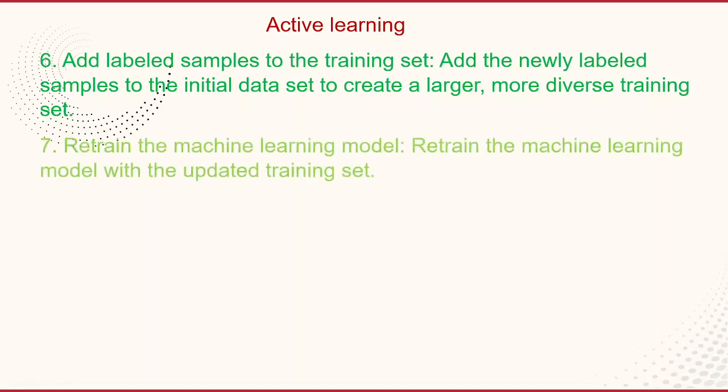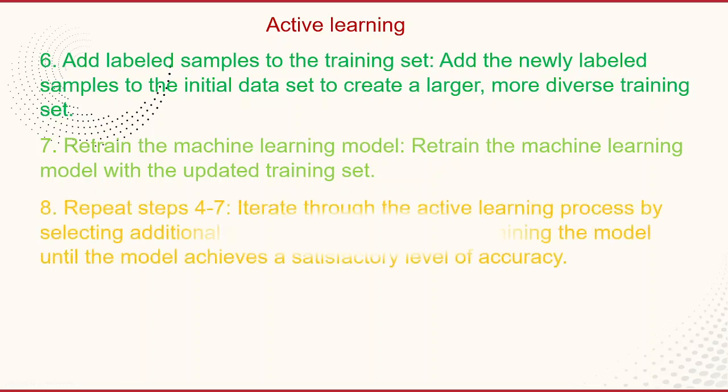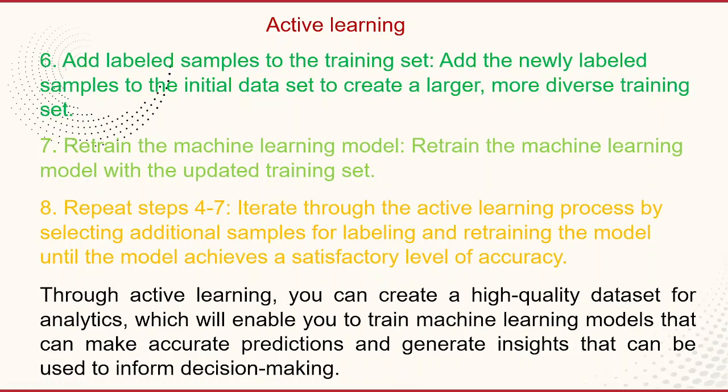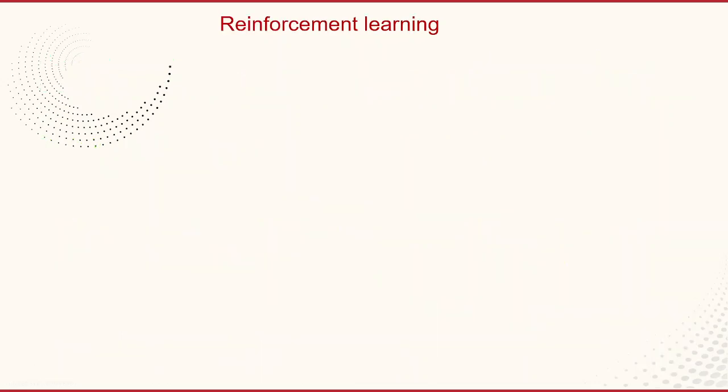Retrain the machine learning model. Retrain the machine learning model with the updated training set. Repeat steps 4 to 7. Iterate through the active learning process by selecting additional samples for labeling and retraining the model until the model achieves a satisfactory level of accuracy. So through active learning, you can create a high quality data set for analytics, which will enable you to train machine learning models that can make accurate predictions and generate insights that can be used to inform decision making.